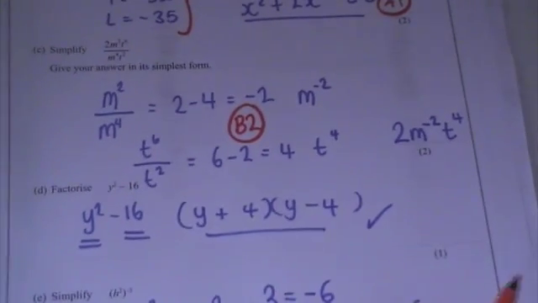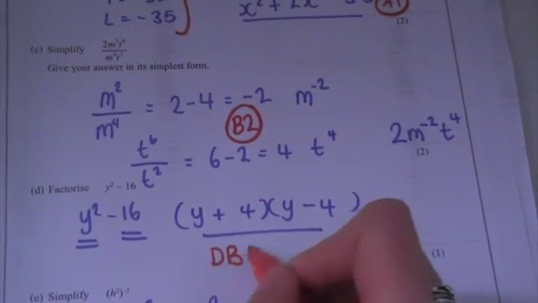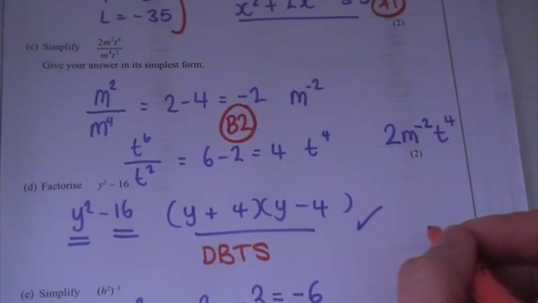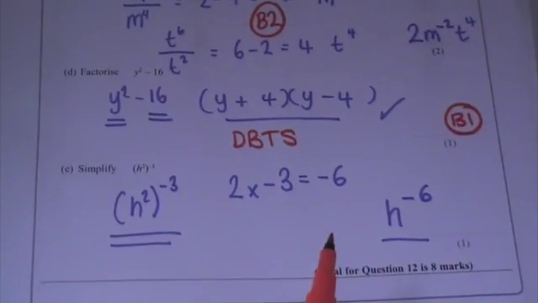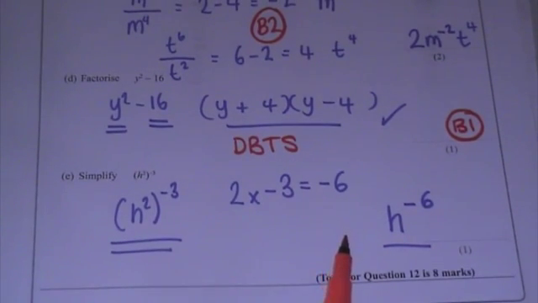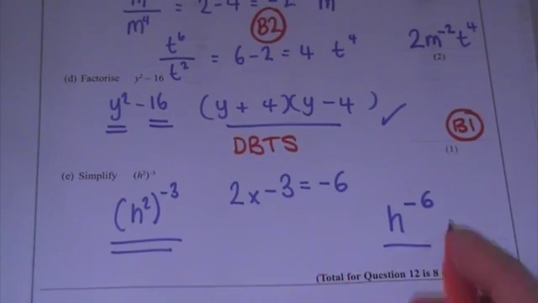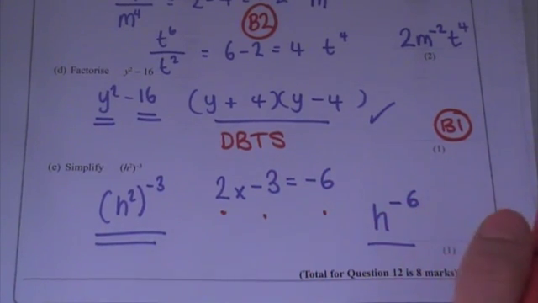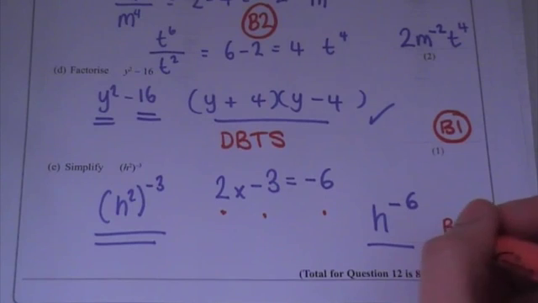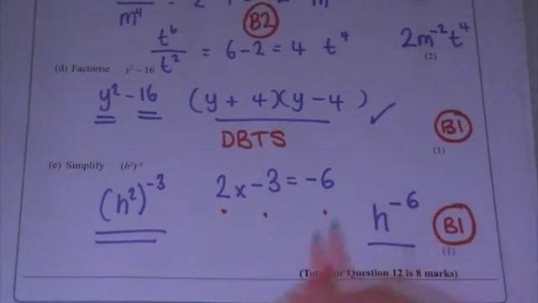This one just had to spot difference between 2 squares. So that was just 1 working mark. You should have spotted that one. And then 12e, sorry, was just 1 working mark again. So you should have spotted that you'd have to do 2 times the minus 3 to give you minus 6. So it'd be h to the minus 6.